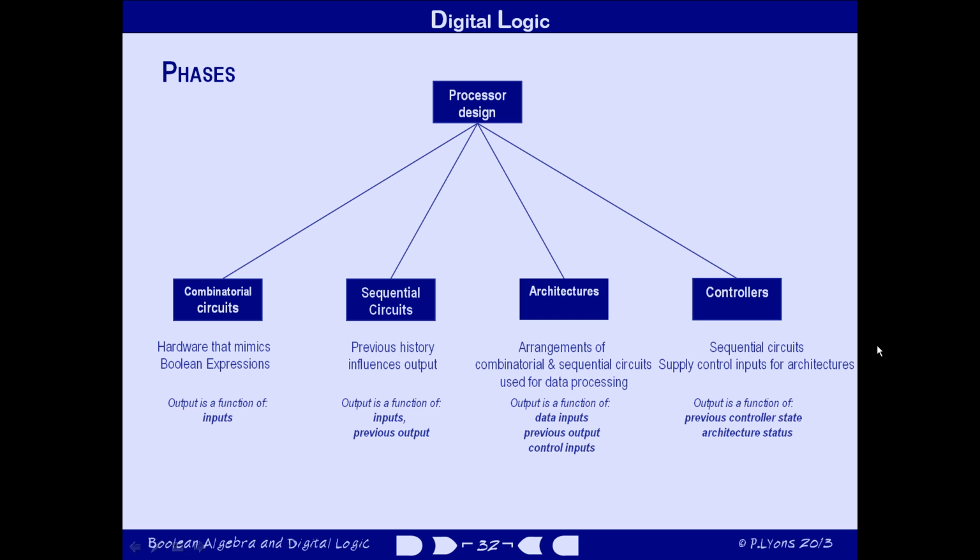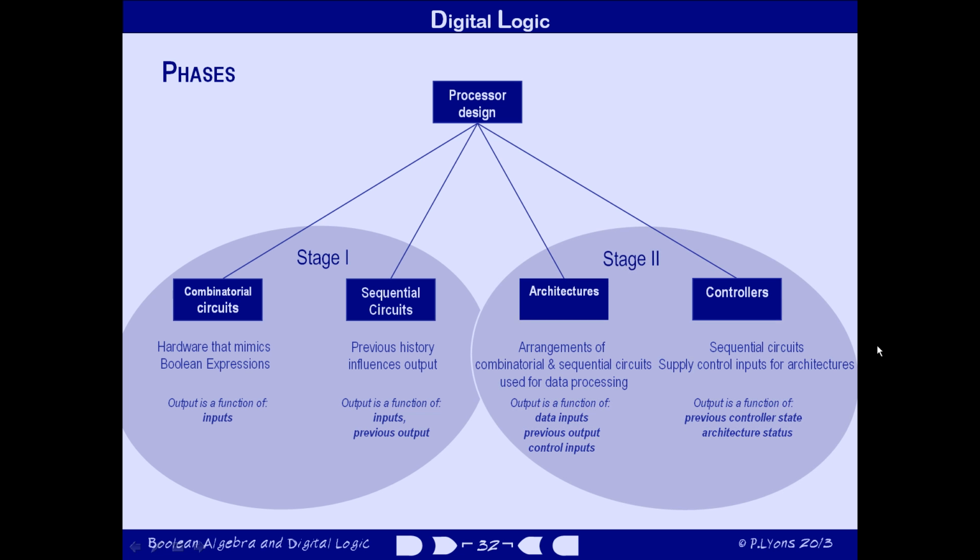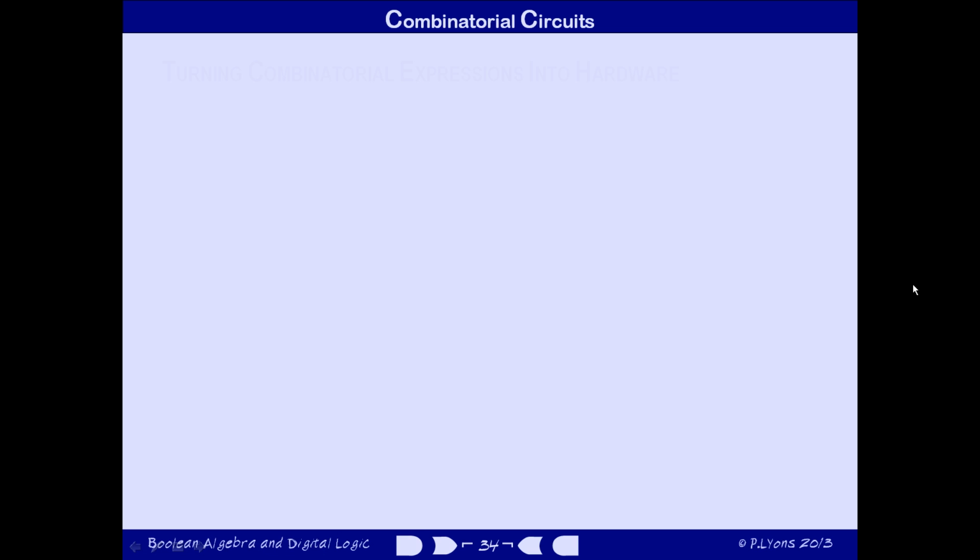Now, it takes a little time to describe all four phases of this development, so in this course we'll have time to work on the first two only, combinatorial circuits and sequential circuits. We'll leave discussion of the architectures and controllers until our Stage 2 paper. The first step towards our ultimate goal is to learn about designing circuits based purely on Boolean expressions. If this were a maths course, we might spend a fair amount of time exploring Boolean algebra to discover its properties and peculiarities. But it isn't, and we won't.